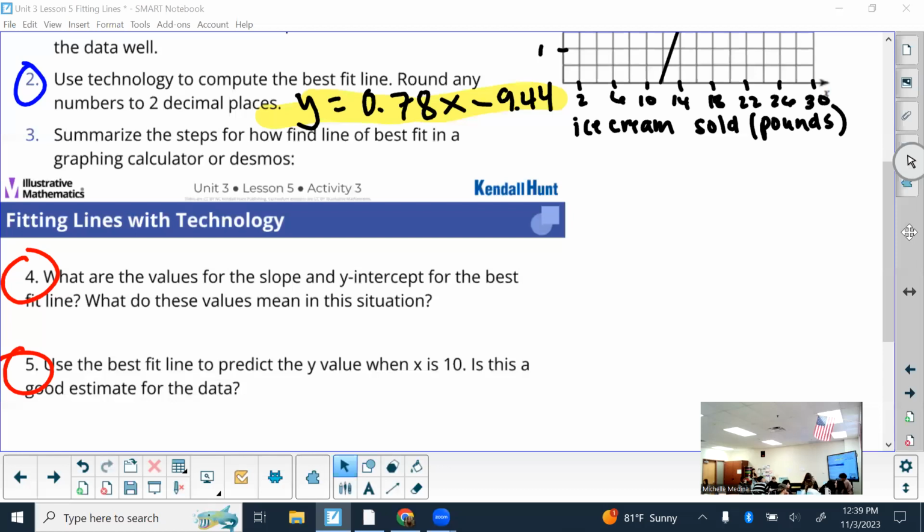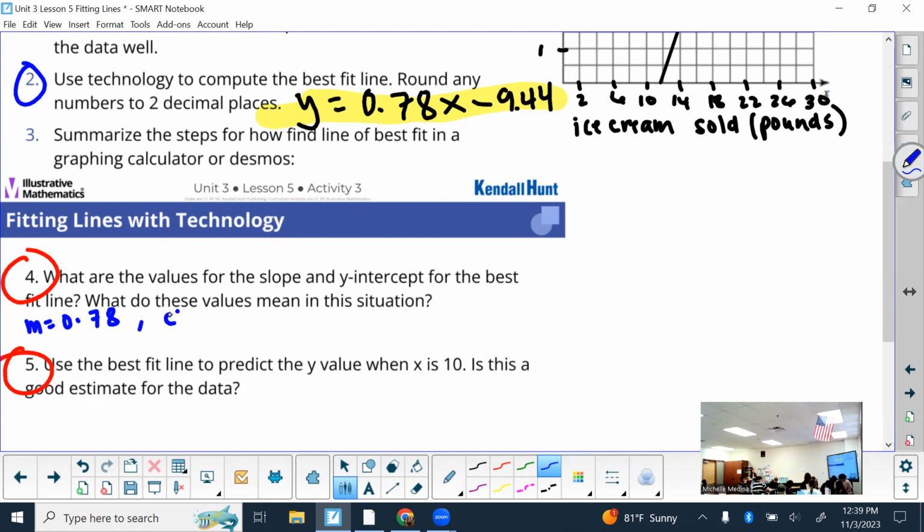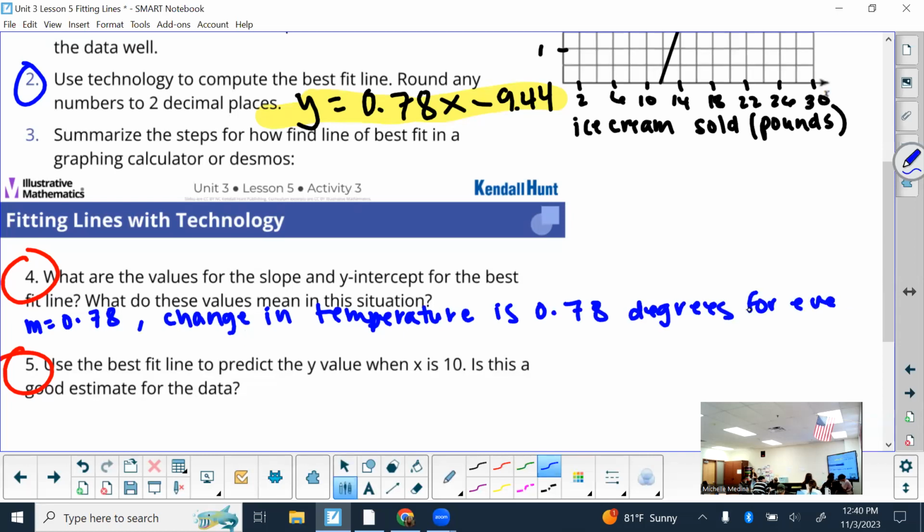These are slopes. Okay, great. Now, what does it mean in terms of the situation? It's the change in temperature after each ice cream is consumed. Okay, change in temperature is 0.78 degrees for every 1 pound of ice cream sold.